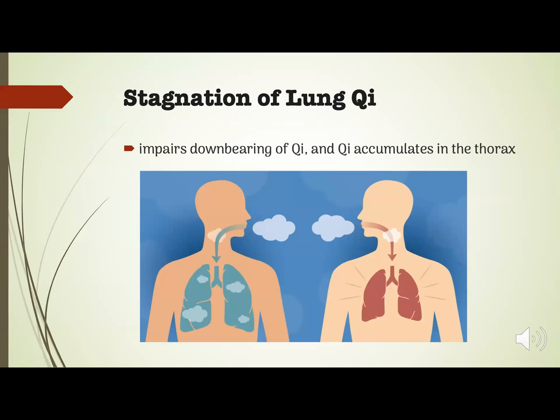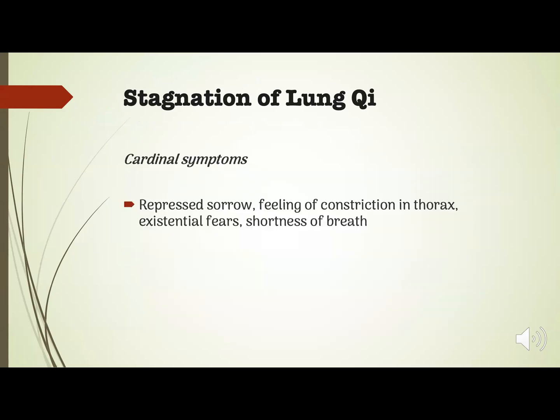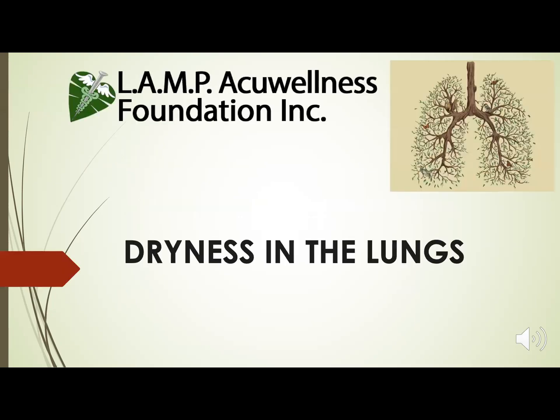Stagnation of lung qi impairs the descending of qi, or downbearing of the qi. And so what happens is qi accumulates in the thorax. Cardinal symptoms: repressed sorrow. The patient would feel some constriction in the thorax, existential fears, shortness of breath. Dryness in the lungs.